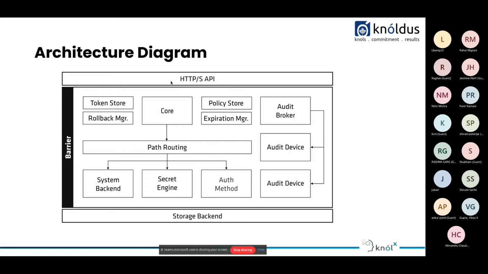Then if we're talking about the HTTPS API, it basically provides an interface to interact with the Vault. And I think all of you know what APIs are, right? Can anyone explain what an API is in a common way?